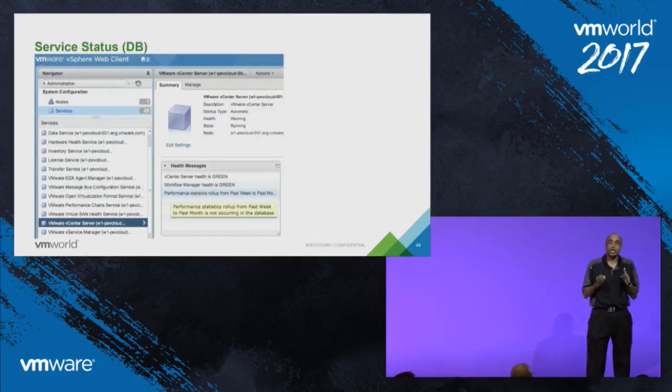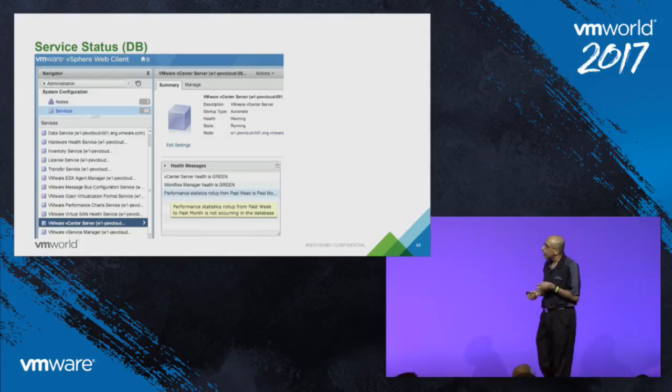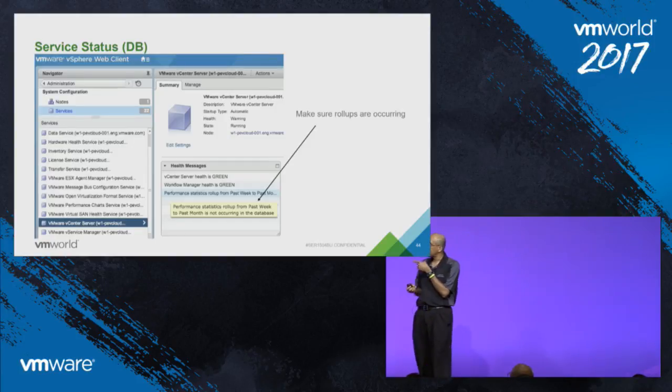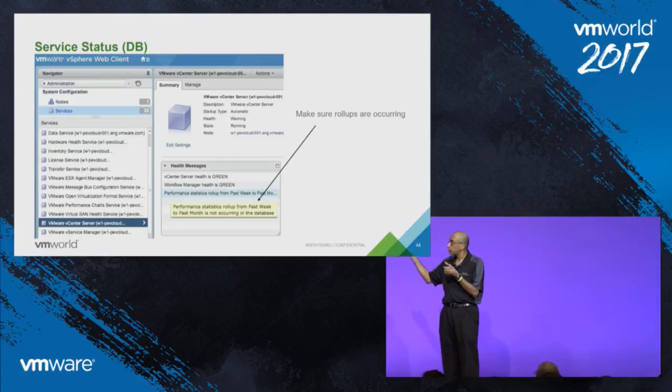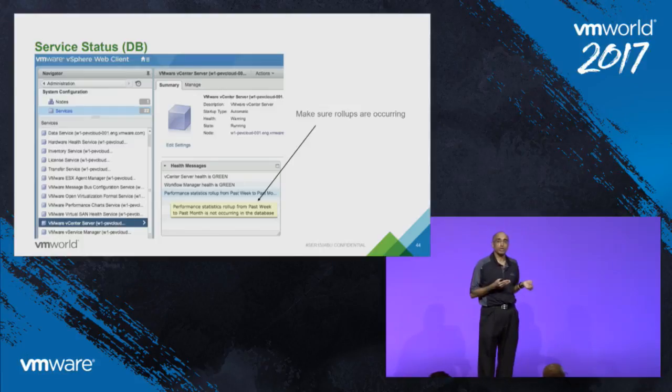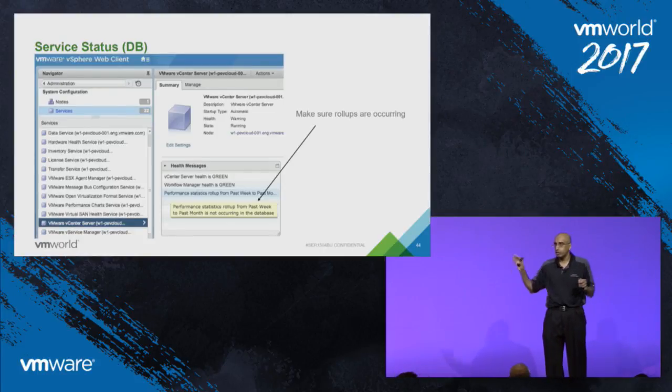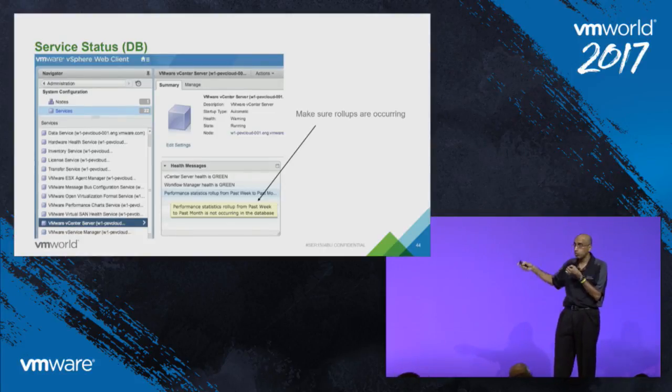Now, there's also general health of services that you can see in things like the web client. And what I want to highlight here is for the database, you can also look and see things like the fact that in this particular setup that I had, my roll-ups weren't occurring from past week to past month. If roll-ups don't occur, your stats tables get very big, your stats queries get slow. That's not a good thing. So you definitely want to keep track of these things as well.